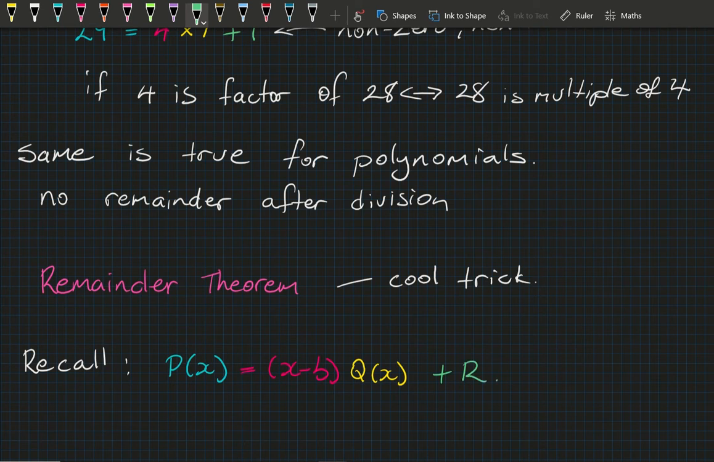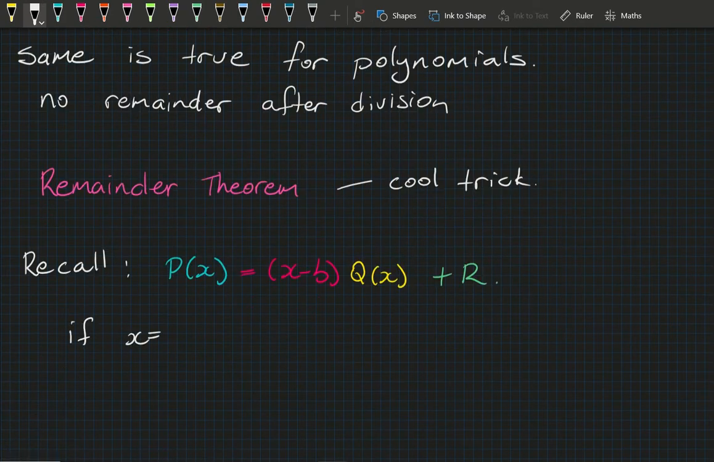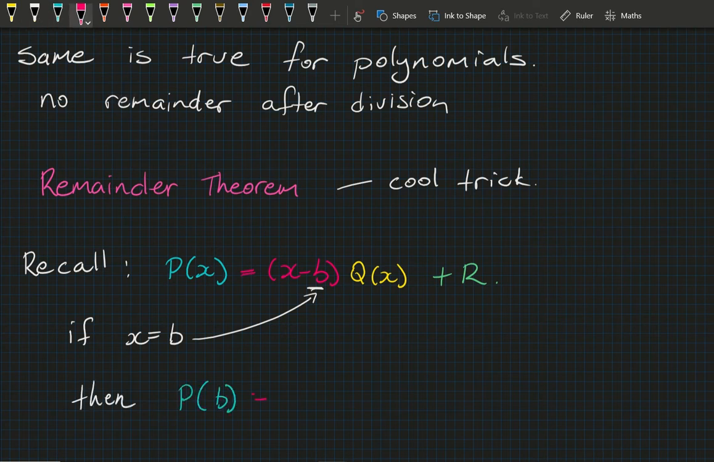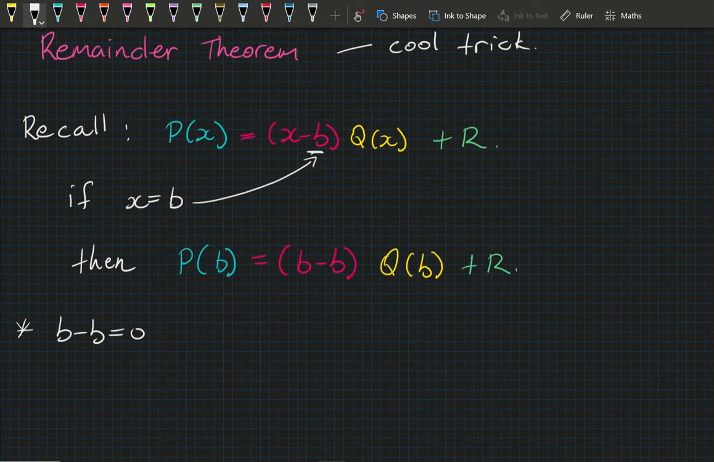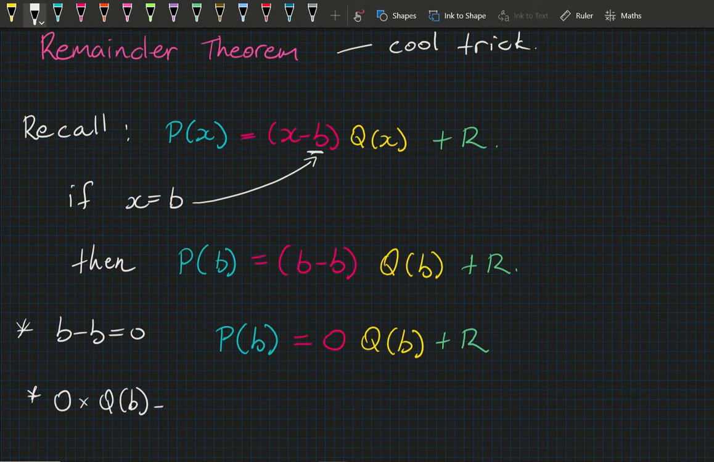Now if you look closely at the divisor, if x is equal to b, the same b that's in the divisor here, then I could rewrite that statement above with b subbed in for x. That would give us p of b is equal to b minus b times q of b plus the remainder. We've specifically chosen this b because when x is equal to it, we've got b minus b equals 0. We could rewrite that as p of b is equal to 0 times q of b plus r, and 0 times anything is equal to 0. So 0 times q of b must also be 0.